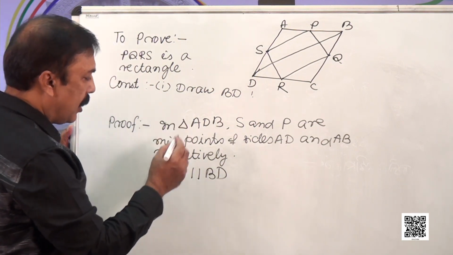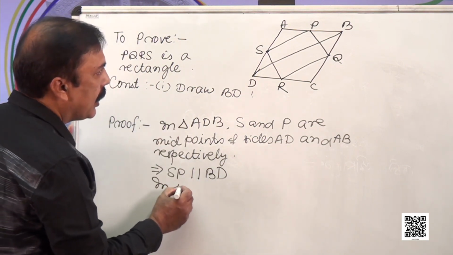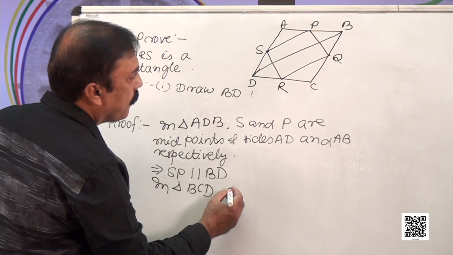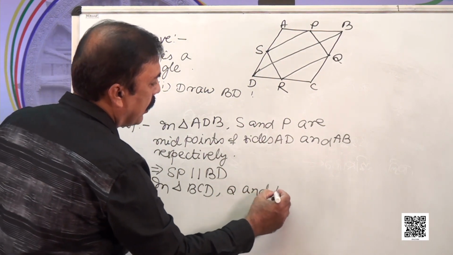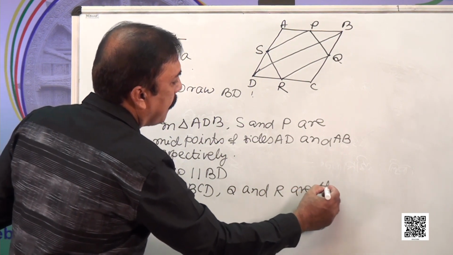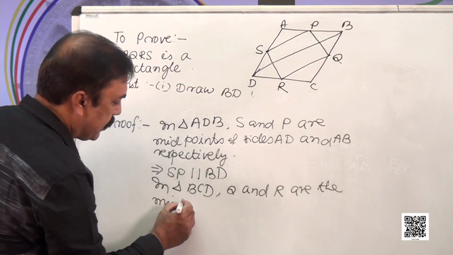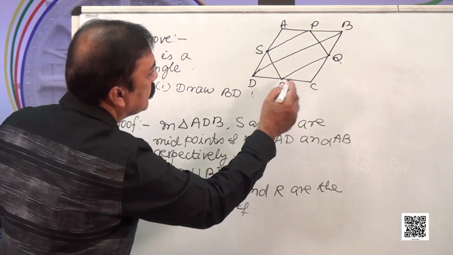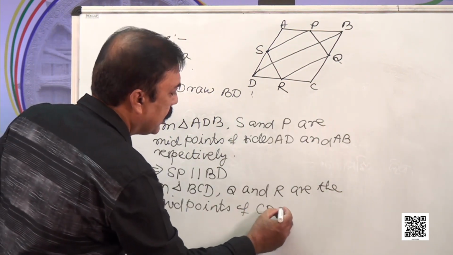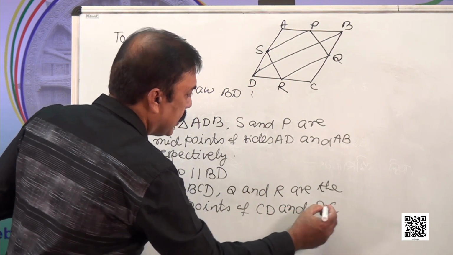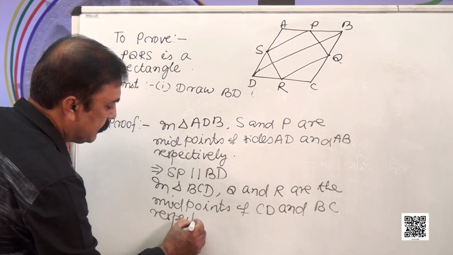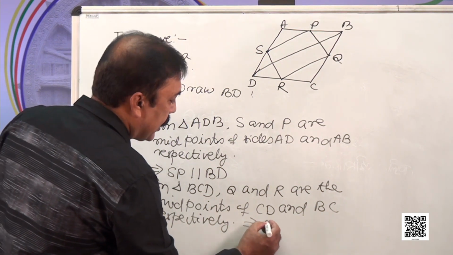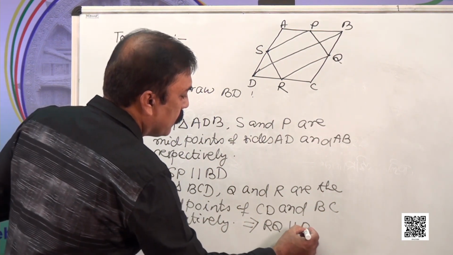Similarly, we can take another triangle. In triangle BCD, Q and R are the midpoints of CD and BC respectively. This shows that RQ is parallel to BD.